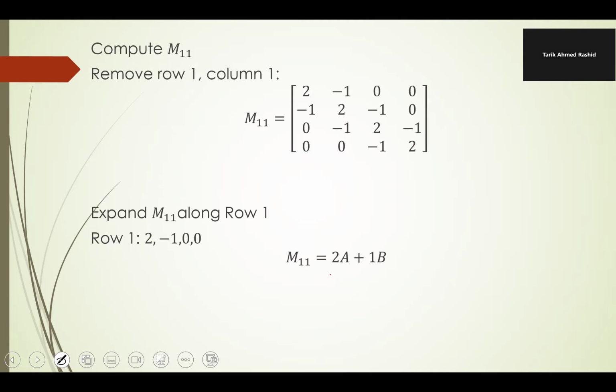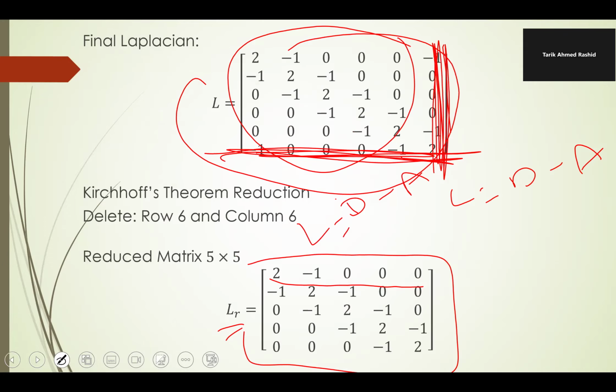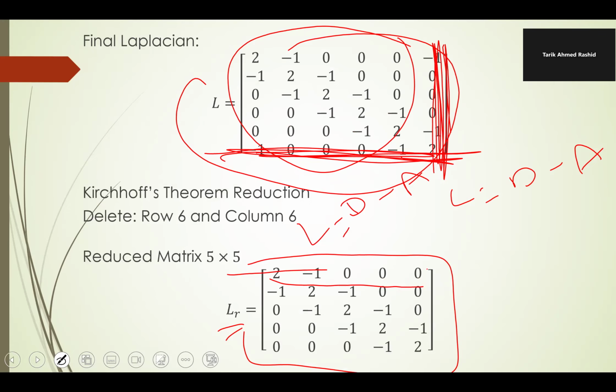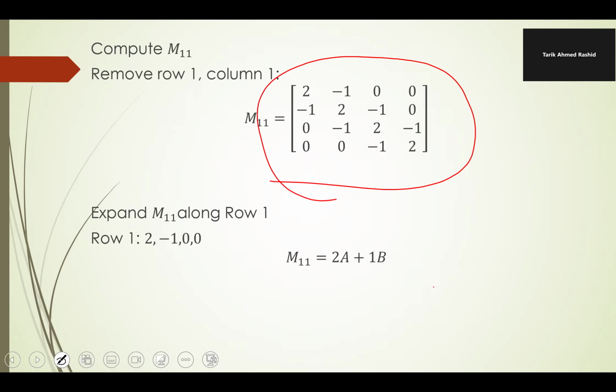So to compute M11, we have this matrix. This matrix means what? We have this L, which we reduced by the first row and first column. So the first row, take it out, and the first column, take it out. So these two are taken out. Now we have only this left. That's our matrix, which is 4 by 4. Now expand M1 along R1.